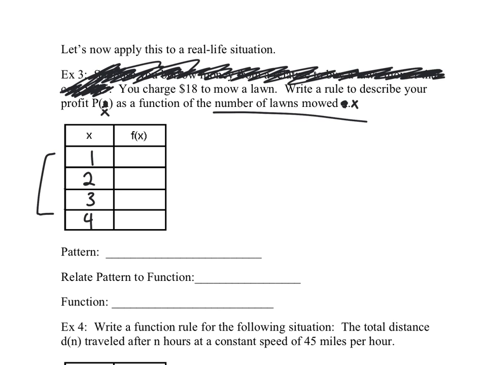So then, if I mow one lawn, what do I make? $18. 2 lawns, 36, okay. 3 lawns, 54. And the last lawn, fourth lawn, 72. Okay. What was the pattern here? Add 18. So add 18 each time, right? Or just multiply x by 18.